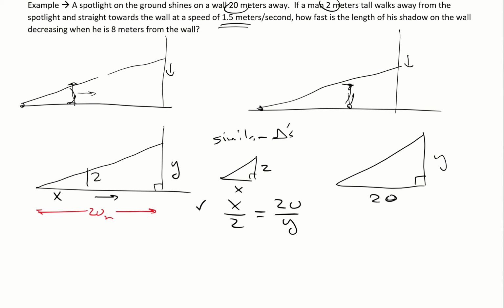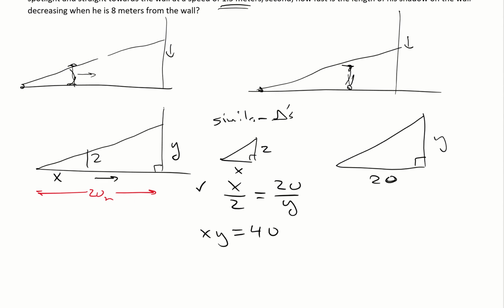The next step is to find the related rates equation, which means to differentiate implicitly. I would probably go XY is equal to 40 to make my life a little bit easier, because now what we're going to do is differentiate implicitly.